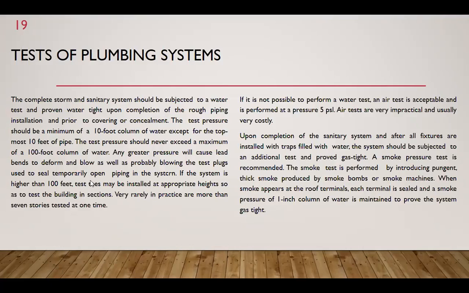Now, test of plumbing system. The complete storm and sanitary drainage should be subjected to a water test and proven watertight upon completion of rough piping installation and prior to covering or concealment. The test pressure should be a minimum of 10-foot column of water, except for the topmost 10 feet of pipe. The test pressure should never exceed maximum of 100-foot column of water. Any greater pressure will cause lead vents to deform and blow, as well as probably blowing the test plug used to seal temporarily open piping in the system.